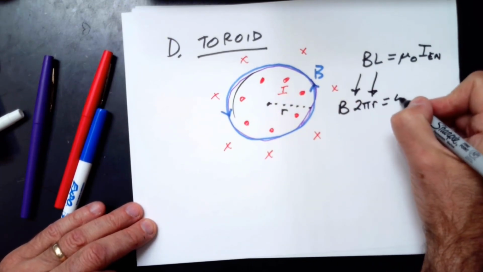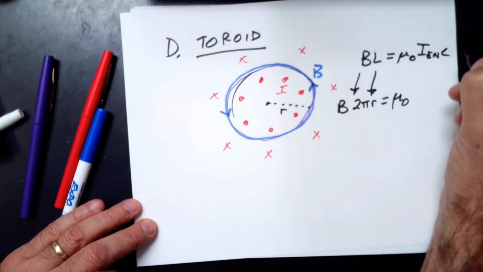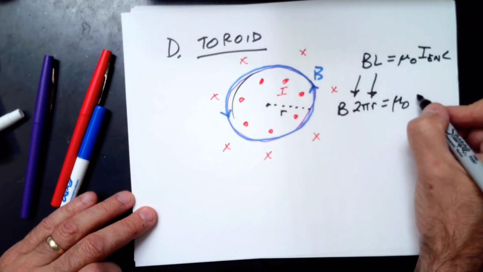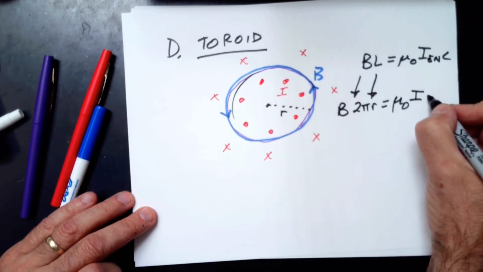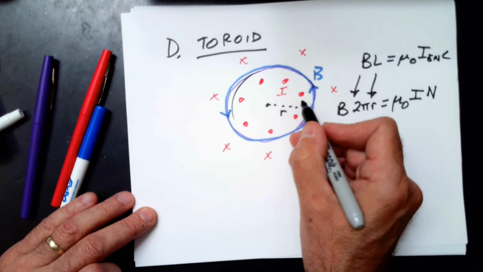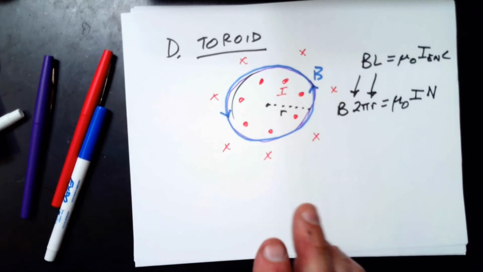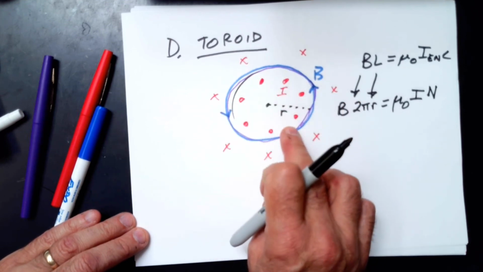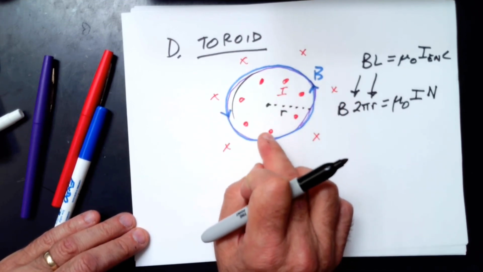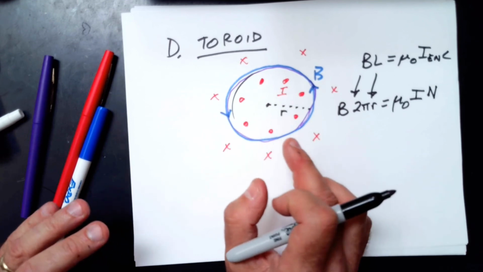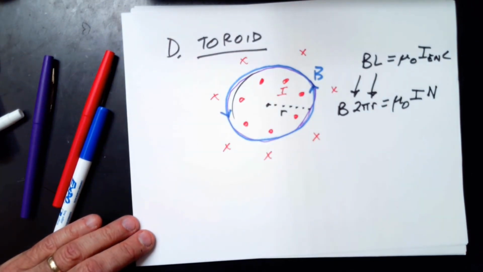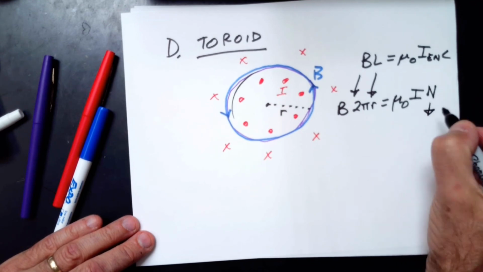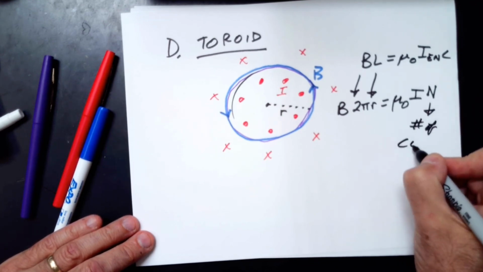And then mu 0. Now what's the I enclosed? It's not just I, it's I times the number of coils enclosed. That will be represented with a capital N. Since this is different from a solenoid because it wraps back on itself, we have no choice but to include all of the coils. We're not talking about the number of coils per unit length, although you could figure that out. We're just going to include all the coils, so that would be the N, the total number of coils enclosed.